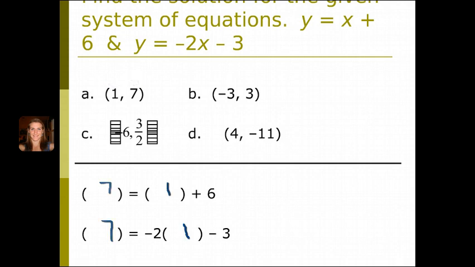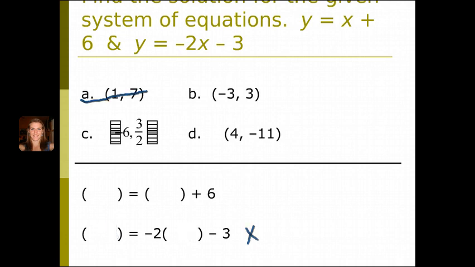1 plus 6 does equal 7, but it has to work in both equations to be a true statement. So, negative 2 times 1 is negative 2. Negative 2 minus 3 is negative 5. So that does not work in the second equation. Therefore, A cannot be correct.